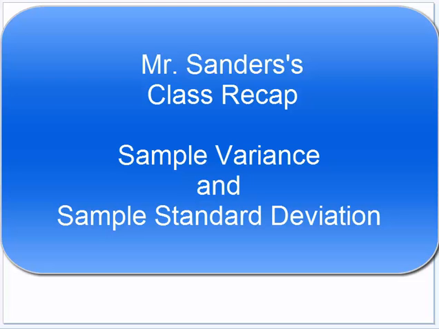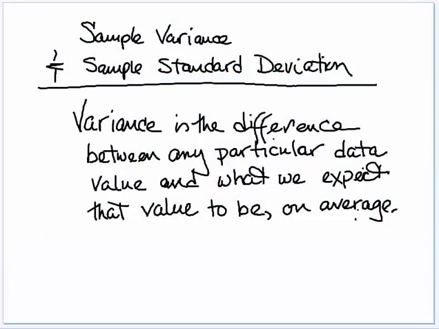So let's go ahead and do a little bit of a recap of what we've learned so far about sample variance and sample standard deviation. Variance for us is the difference between any particular data value that we're measuring and what we expect that value to be as an average. And so our example was heights of students in the high school.